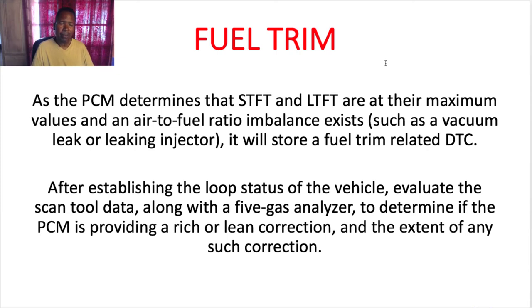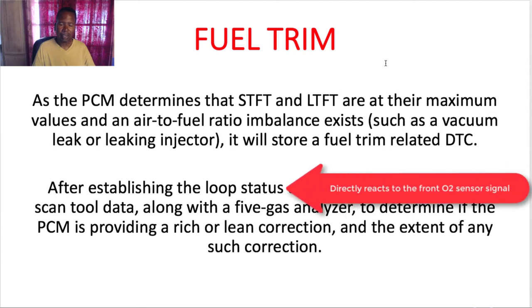If the PCM determines the short-term and long-term fuel trim are at their maximum values, and an air-fuel ratio imbalance exists, such as a vacuum leak or a leaking injector, it will store a fuel trim related DTC. After establishing the loop status of the vehicle, evaluate the scan tool data along with a four-gas analyzer to determine if the PCM is providing a rich or lean correction and the extent of that correction.